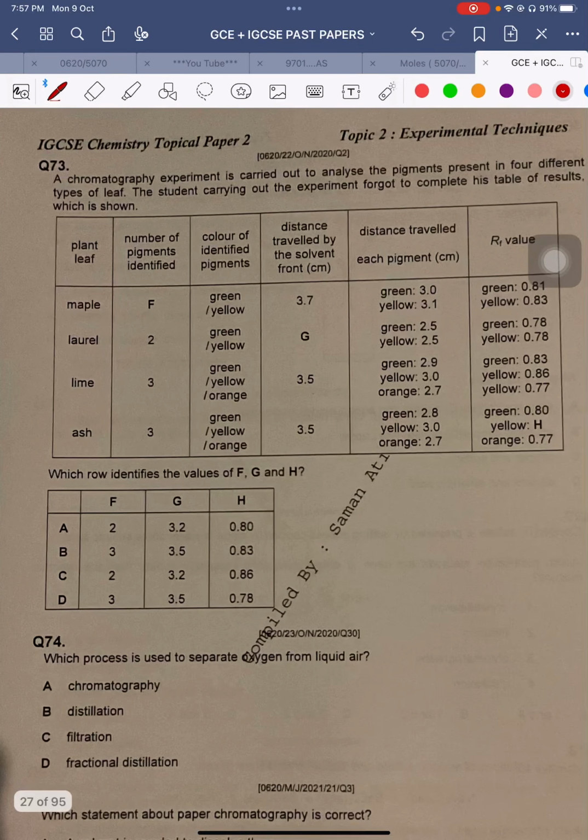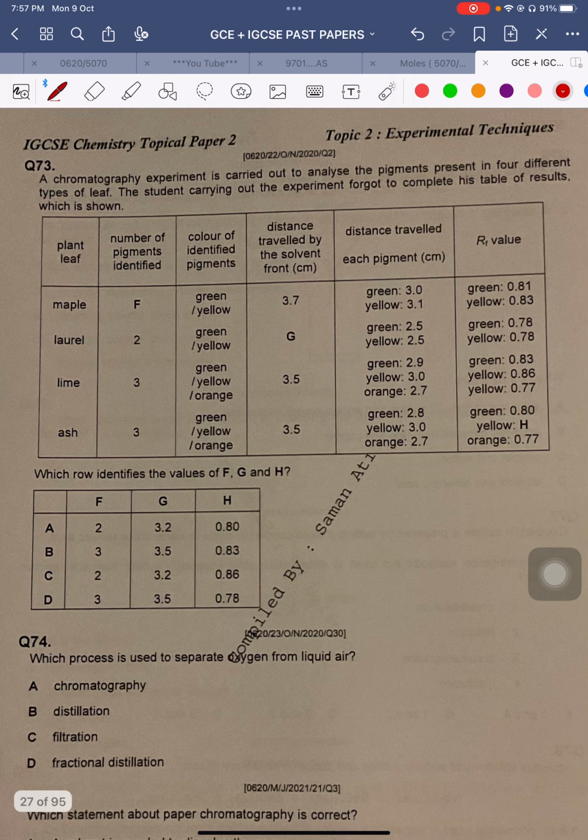All right. Then there is another question. It's a big question, but it is a simple question, so just pay perfect attention. A chromatography experiment is carried out to analyze the pigments present in four different types of leaves. The student carrying out the experiment forgot to complete his table of results, which is shown.